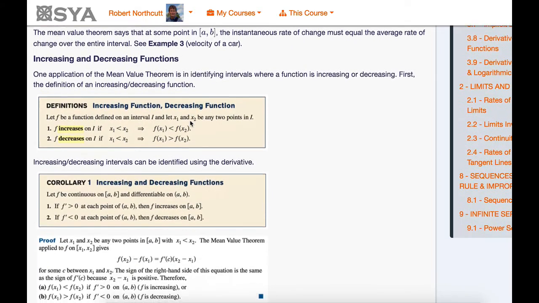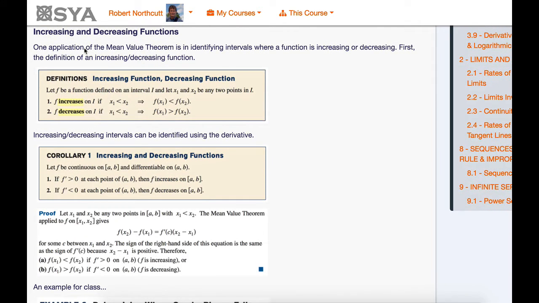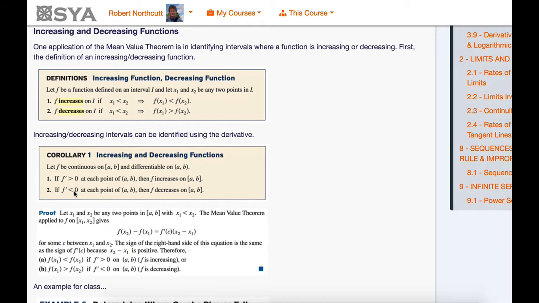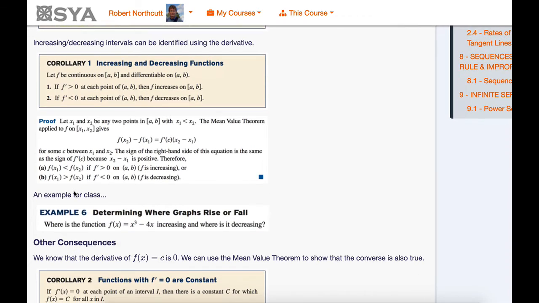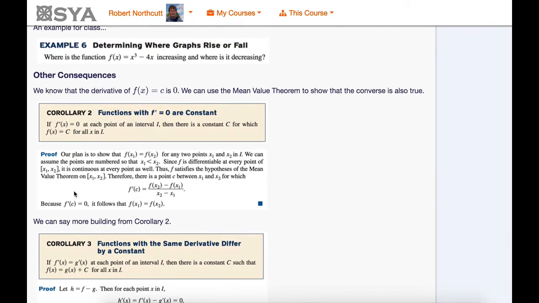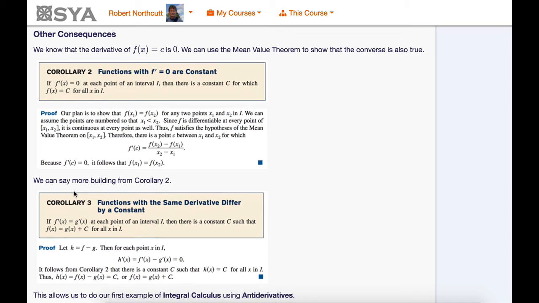We then used that to show that we could actually classify increasing and decreasing functions on an interval using the derivative, and that is if the derivative is positive on an interval, the function is increasing, and if it's negative, it's decreasing. And then we did an example at the end of class when we ran out of time. What I want to cover here are some other consequences or other corollaries that come out of the mean value theorem. So we'll start with the following.